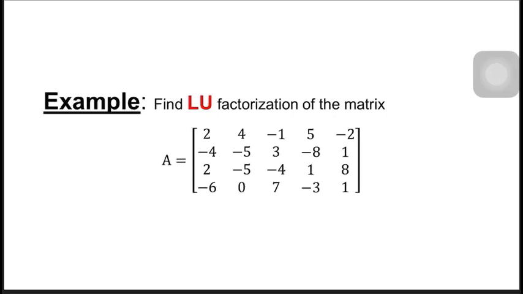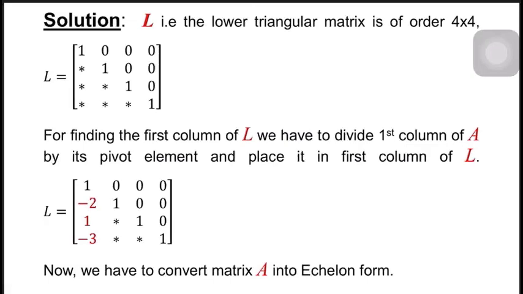This is the matrix we have to solve by LU factorization. You can see the first column that is starting from 2, -4, 2 and -6. This is the first column of our matrix. Then we have to find the pivot element. It is above all the entries that will be below. This is the pivot element, in this case 2. Then we have to divide all of these below by 2.